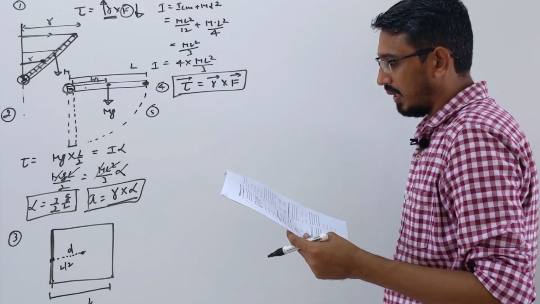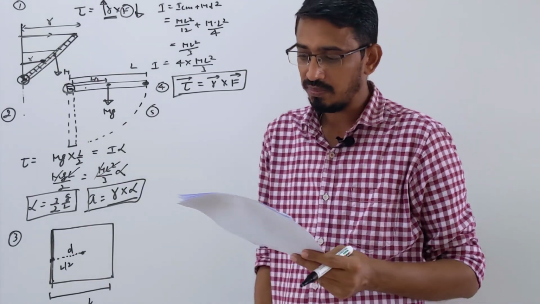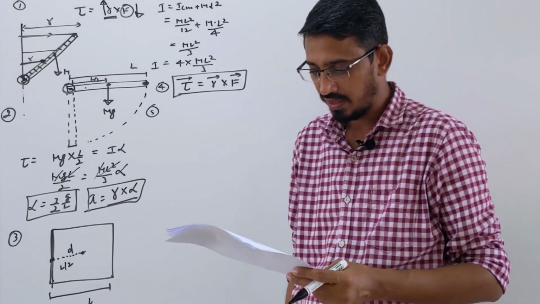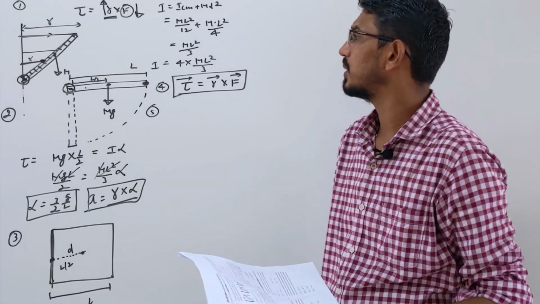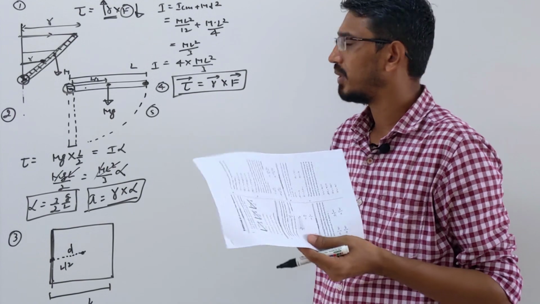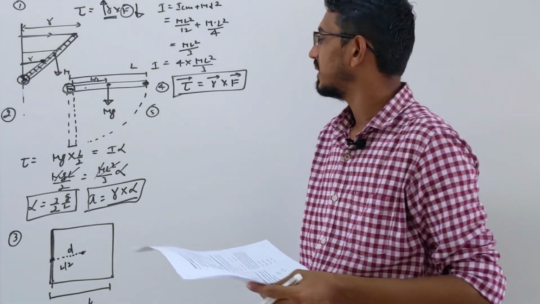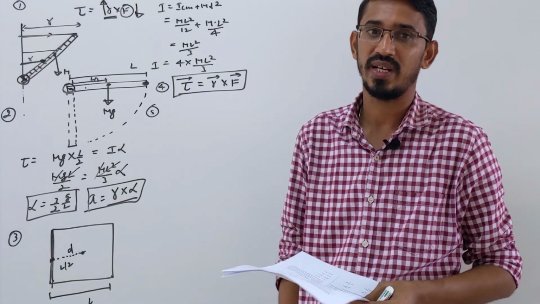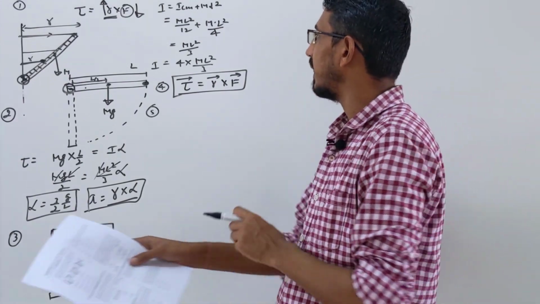Fifth, they said a thin circular ring of mass m and radius r is rotating in a, okay, actually some of the students have asked that they don't receive these sheets, so please mention the year in which these questions were asked. Yes, so I will try to do that.